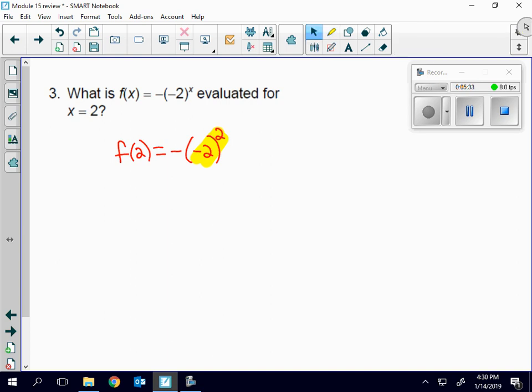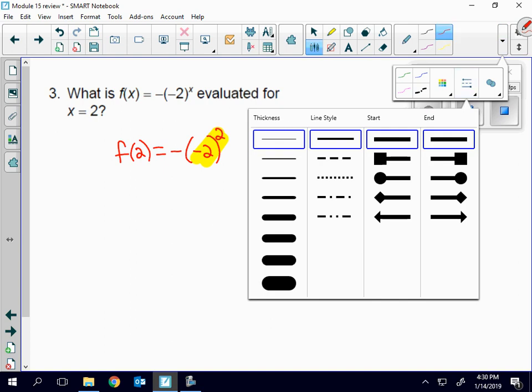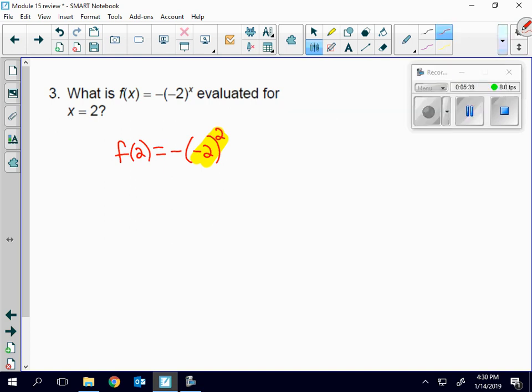which means negative 2 squared, that's negative 2 times negative 2, which is a positive 4 when I square it. But then I still have to bring down this negative sign, so this f of 2 is a negative 4.